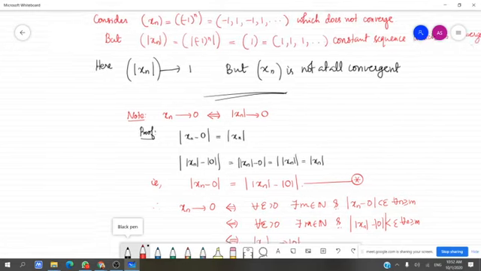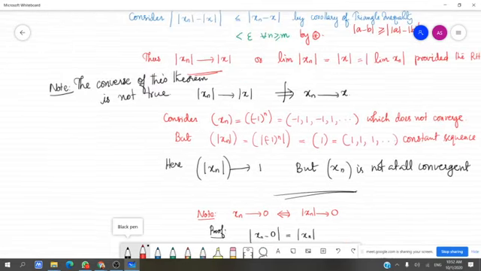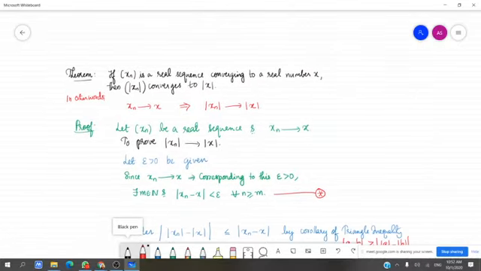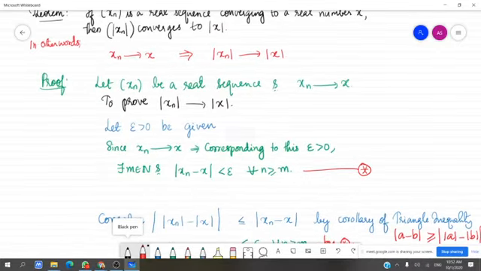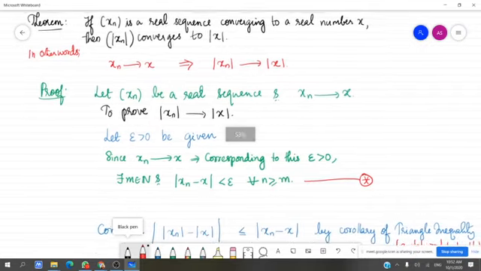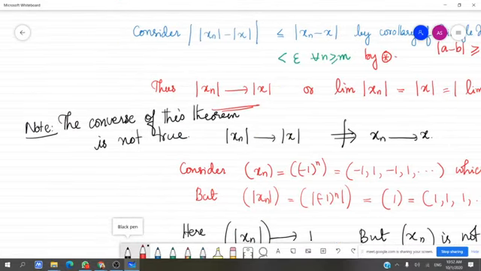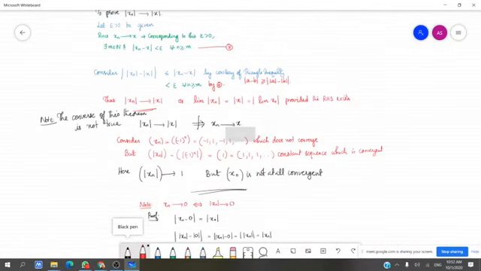But in general, the converse of the theorem is not true. Even though modulus of xn converges to a real number, you cannot conclude that sequence xn converges to L, or even sequence xn convergent ആണെന്ന് പോലും നമുക്ക് conclude ചെയ്യാൻ പറ്റില്ല, which is clear from this counter example. Okay, hope it is clear for you.